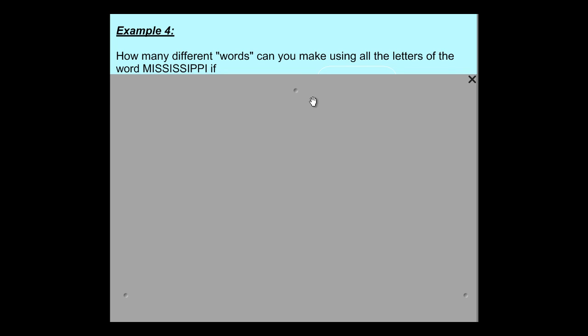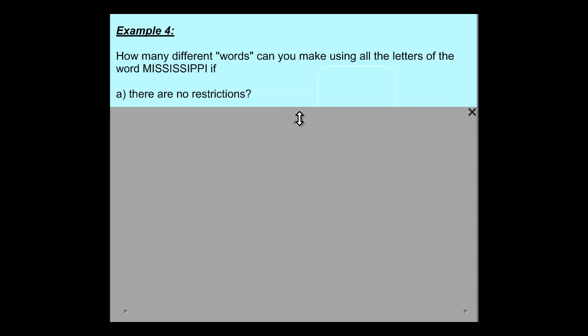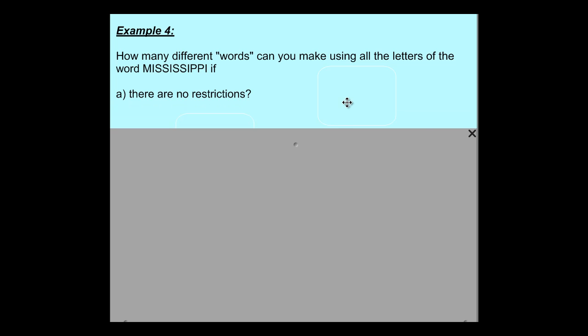Alright, last example here, and it's got a few parts, so here we go. How many different words can you make using all the letters of the word Mississippi? First off, there are no restrictions. First thing you do is you have to identify how many letters you're actually dealing with. So I have them here. Let's take a look. You count them out. How many do I have? 1, 2, 3, 4, 5, 6, 7, 8, 9, 10, 11. There are 11 letters. So I right away have 11 choices.